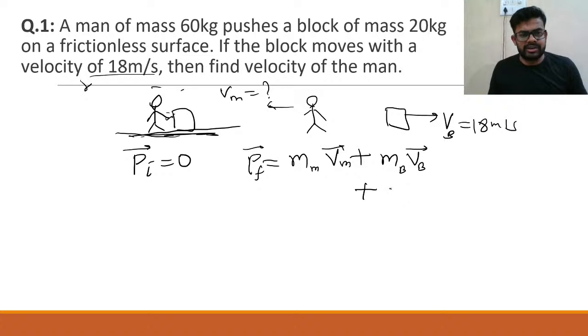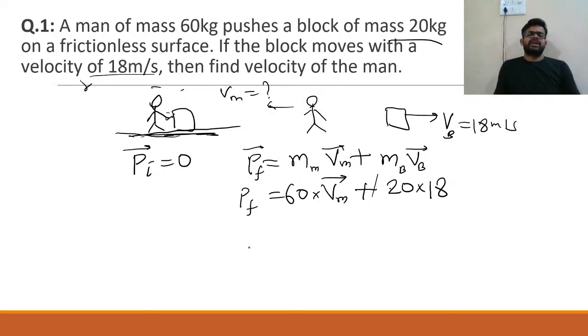So mass of block is given in the question. How much is that? Mass of block is 20 kg. So this is 20 into velocity of block, which is given as 18, okay. Mass of man is 60 kg. And velocity of man, that we need to find.